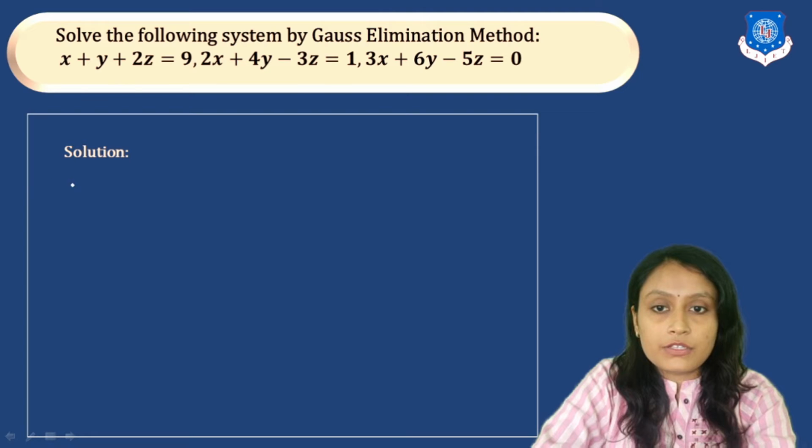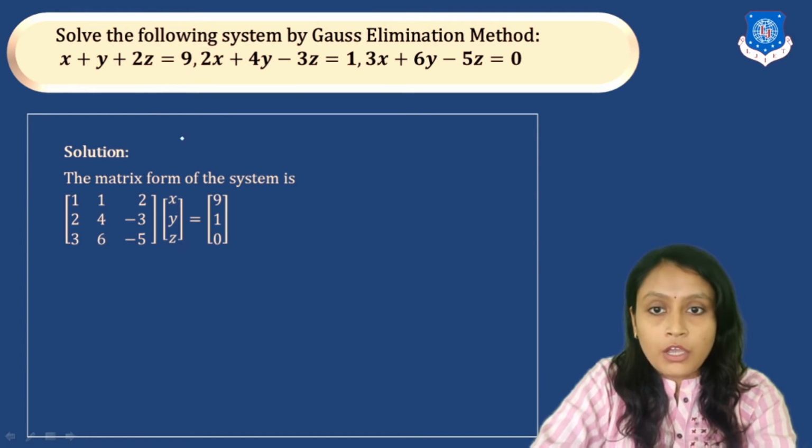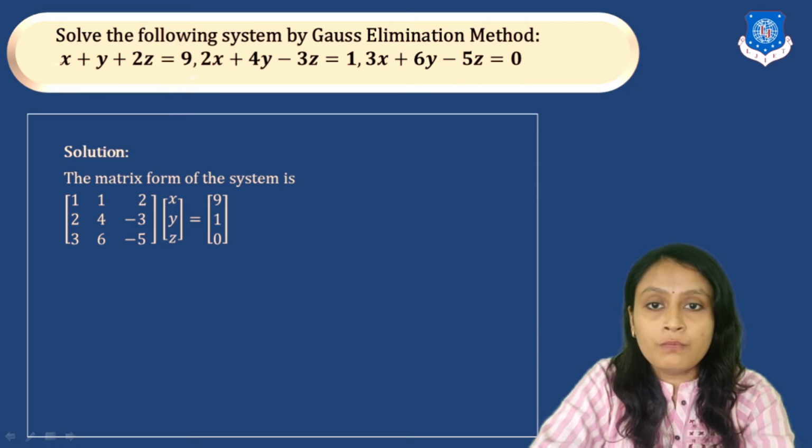Okay, so let's begin with the solution. Firstly, we will write the matrix form of the system. Consider the coefficients: 1 1 2, then 2 4 minus 3, and 3 6 minus 5, into capital X, the variable, which is x y z, is equal to the constants 9, 1 and 0. So this is our matrix form of the system.